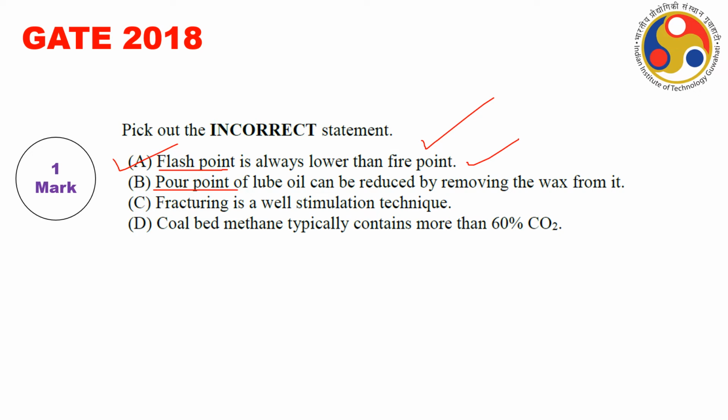So pour point of lube oil can be reduced by removing wax from it. Correct. Wax is the solid material, or the highly viscous material in lube oil. So pour point can be reduced, and at low temperature we can achieve lube oil flow. So this is also correct. It is not incorrect.